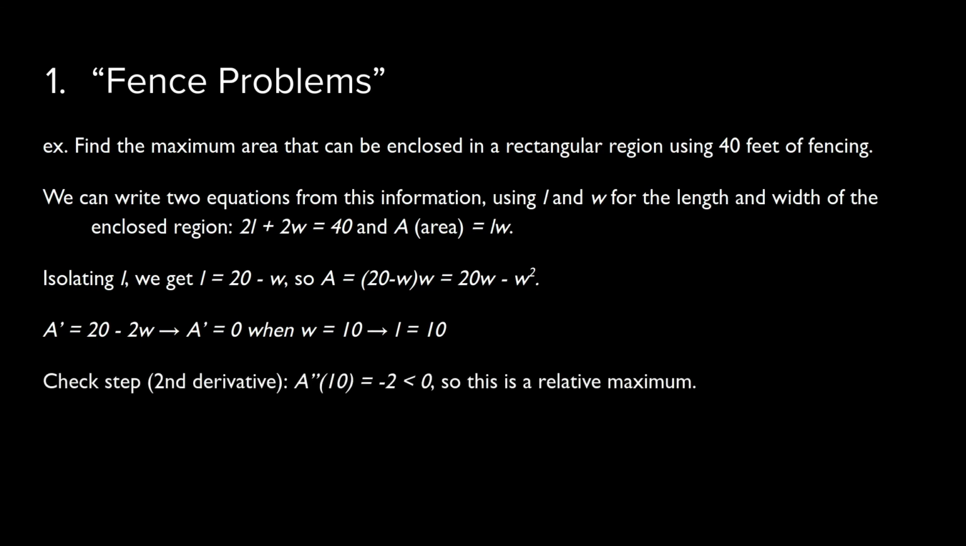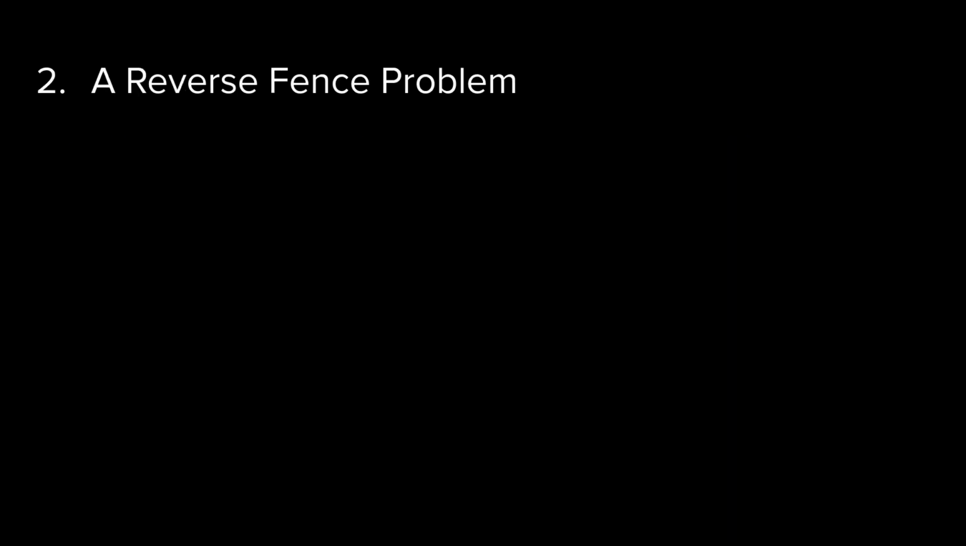So now we do our check step by using the second derivative test. The second derivative at 10 is negative 2, because A double prime is just negative 2. There's no W in there, so you can ignore the 10. And it is less than 0, meaning this is a relative maximum. Remember that less than 0 means the maximum, and greater than 0 means the minimum for the second derivative test. And finally, we solve for what the problem asks for, the maximal area, which is length times width, which is 10 times 10, or 100.